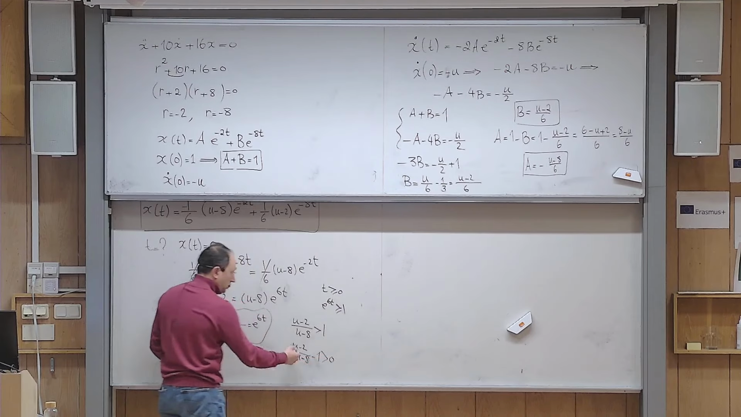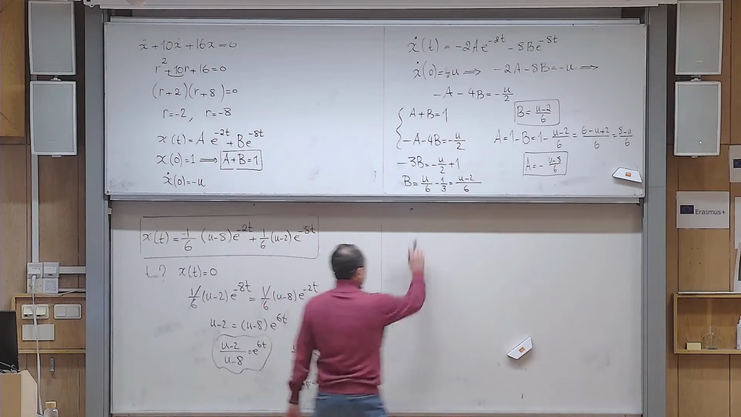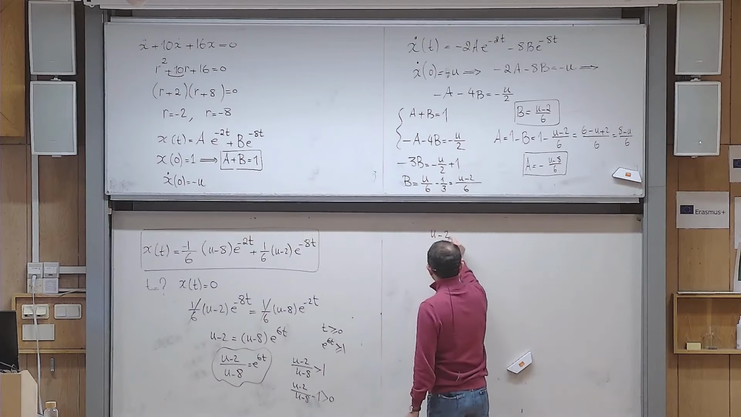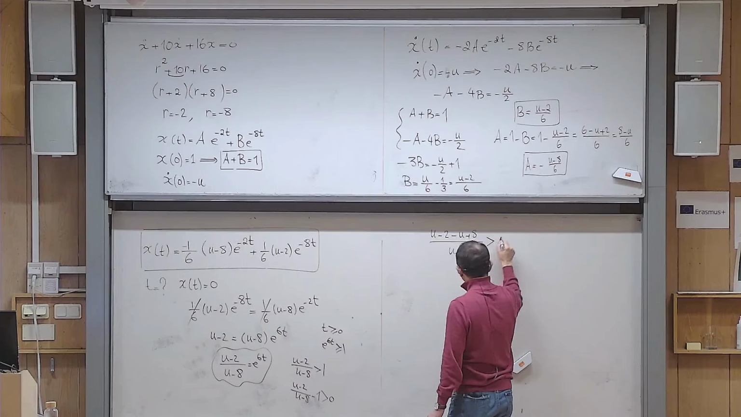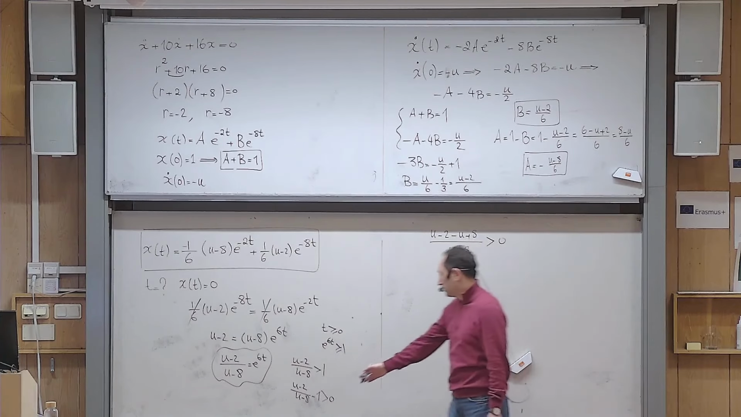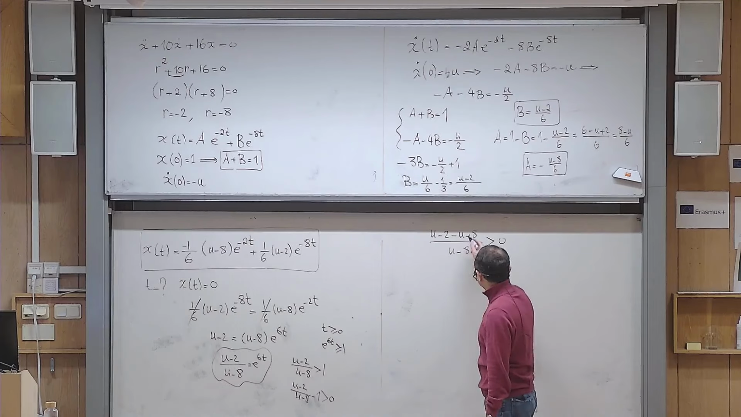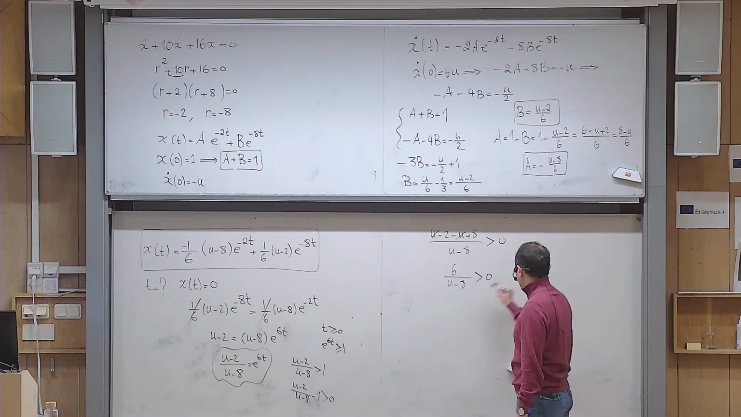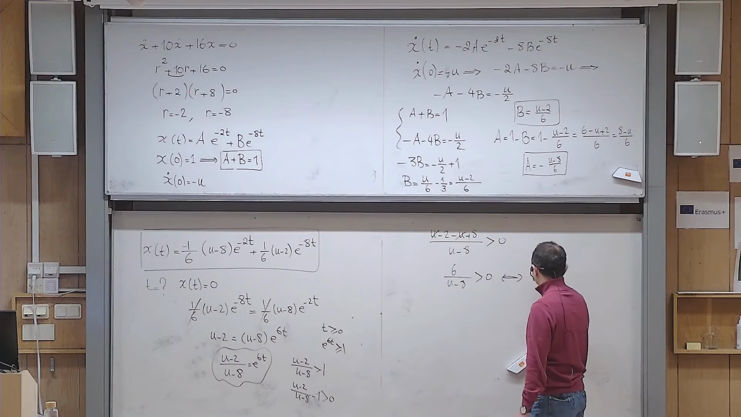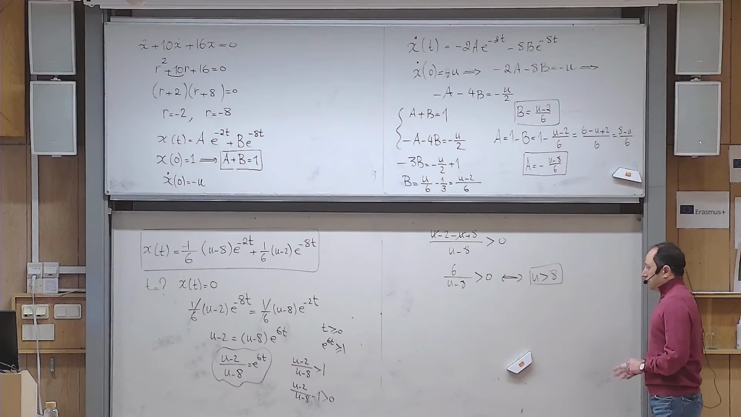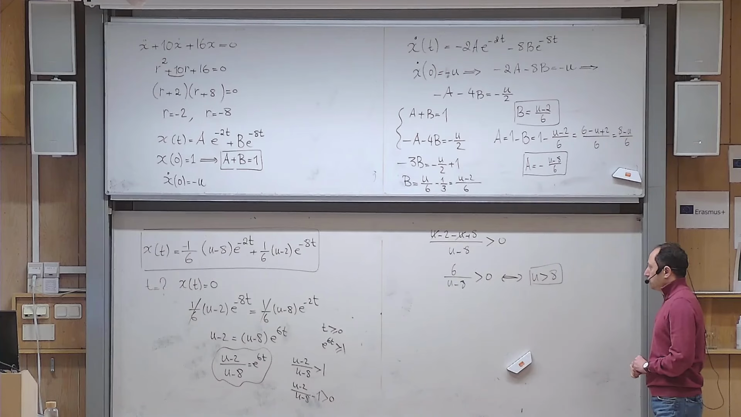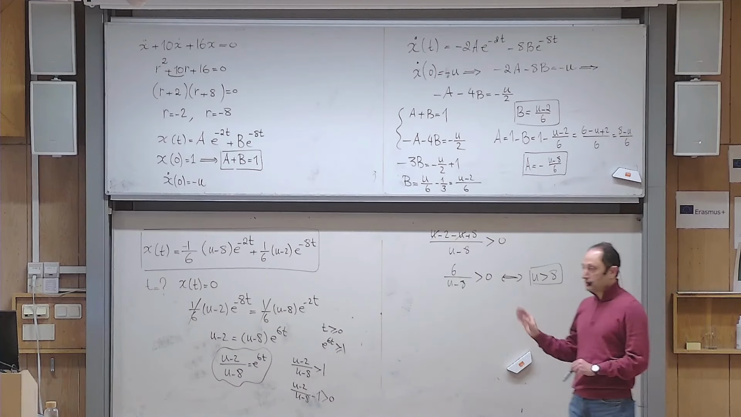And then I take the common denominator here. So it becomes u minus 2 minus u plus 8 over u minus 8 should be greater than 0. Yes, I took just the common denominator here, and then this u and that u are cancelled, so it becomes 6 over u minus 8 greater than 0. But this happens if and only if u is greater than 8. Okay? So u should be greater than 8 so that it passes.